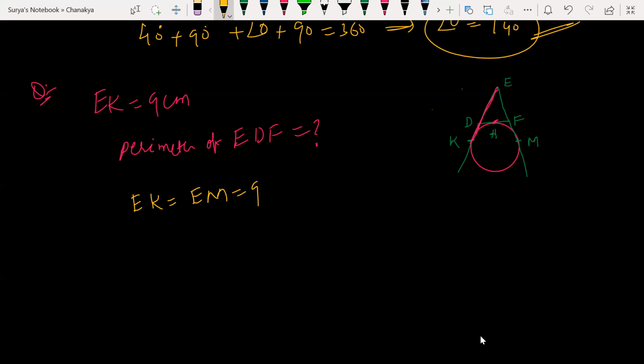Length of the tangents which are drawn from the external point to the circle will be equal. So EK is 9, then what will EM be? Both will be 9. Yes or no? And I know that DH is equal to DK. Look, both will have equal length. And FH is equal to FM.